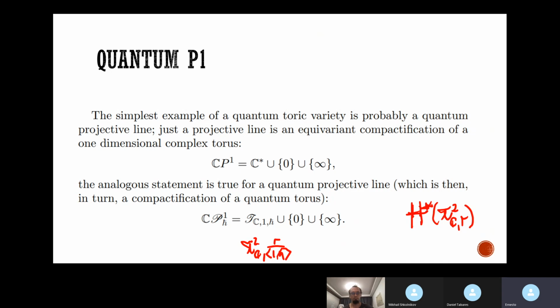Nevertheless, it's a natural thing to form the one-dimensional complex projective space. And this, when we were developing the theory, was one of the hurdles to psychologically overcome. But it's very natural once you see it. In any case, there it is. You have this thing, the quantum torus, and then you compactify it, adding 2 points.